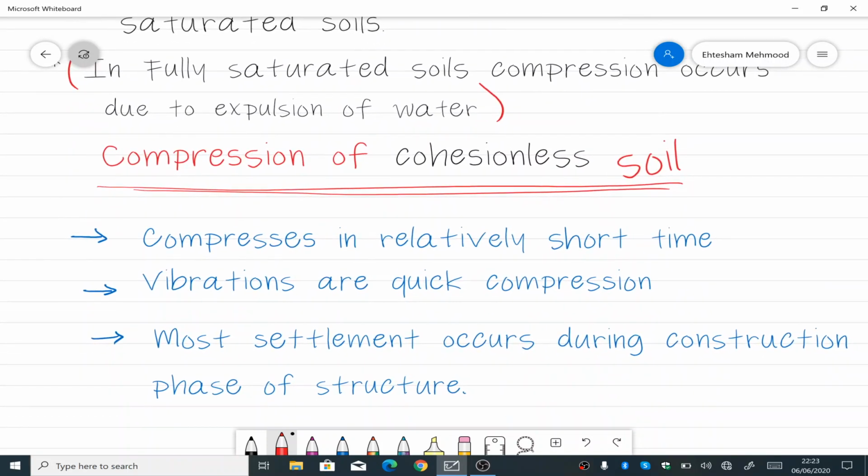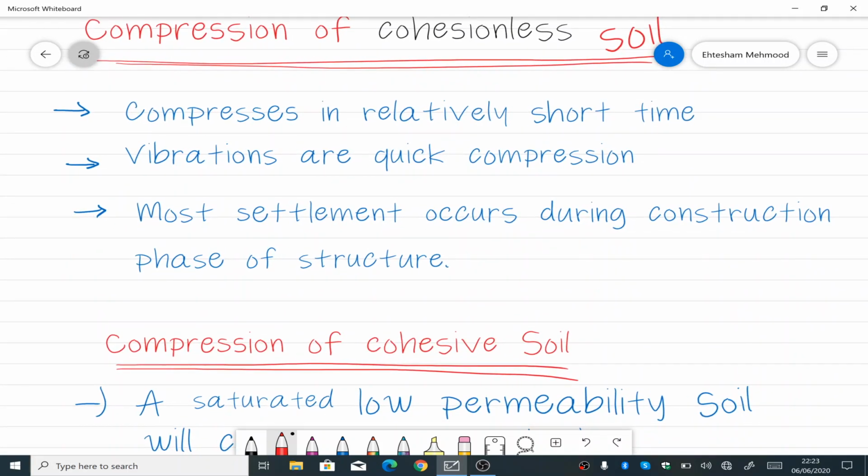Now we talk about the compression of cohesionless soil. It compresses in a relatively shorter time, or immediate compression occurs, and generally vibrations are a quicker method for compression of cohesionless soils, and most settlement occurs during the construction phase of the structure. So we can say that there is no long-term problem of compression in the case of cohesionless soil.